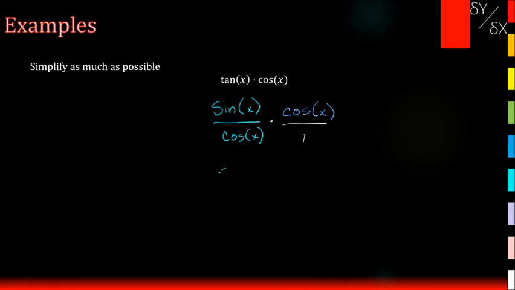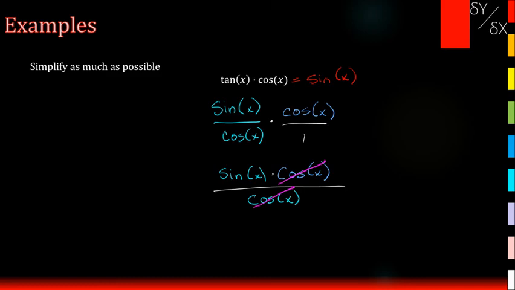That's going to end up giving me sine of x times cosine of x all over cosine of x. Now I have a cosine on top and a cosine on bottom, so those are going to cancel each other out. And what we end up coming away with, tangent of x times cosine of x is going to equal just sine of x. Quite a bit simpler. If we were trying to take the derivative, I would much rather take the derivative of sine of x than have to do the product rule.